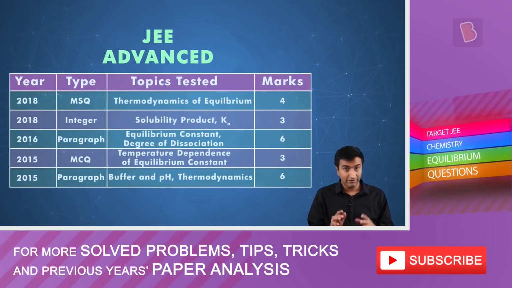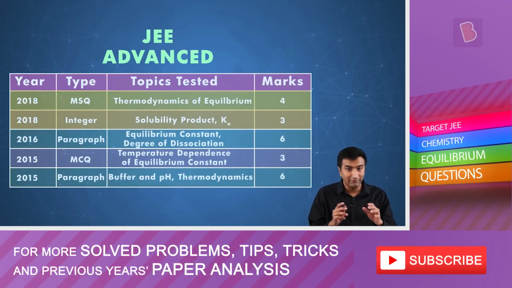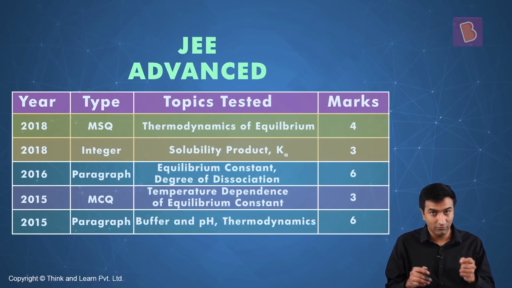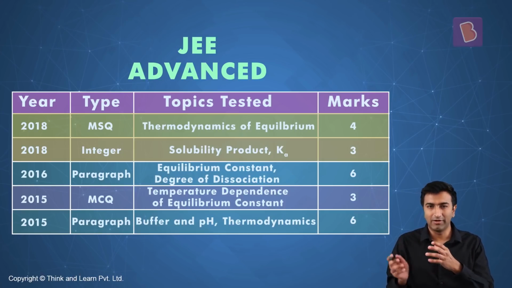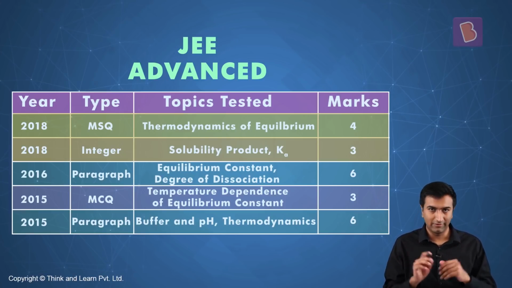So in the Advanced exam, there were 2 questions asked in 2018. One had the ideas of thermodynamics and equilibrium. That was an MSQ, multiple select question. There was an integer question on solubility product as well as setting up the Ka value and using the Ka value, solving it.